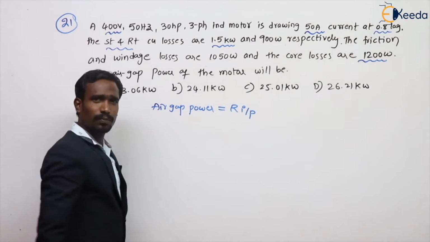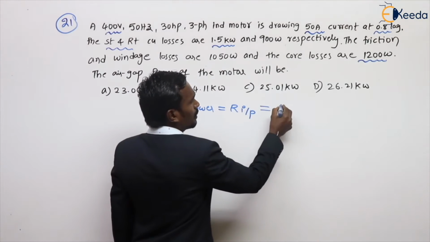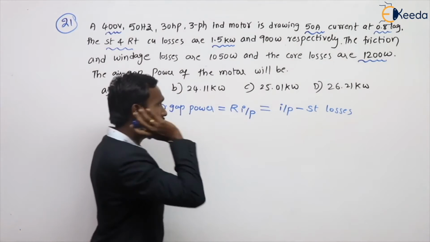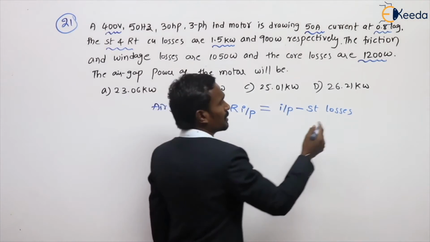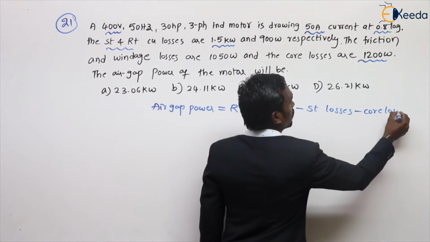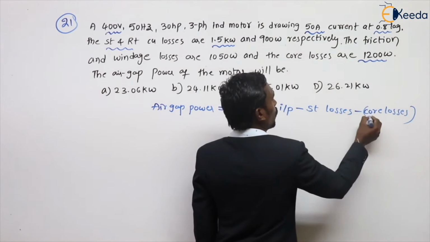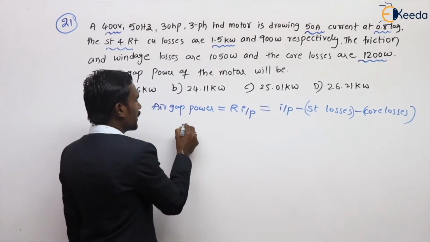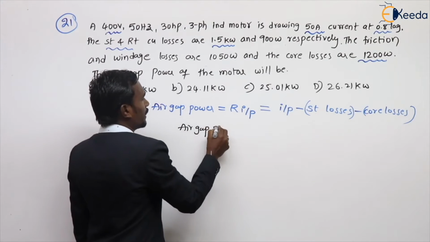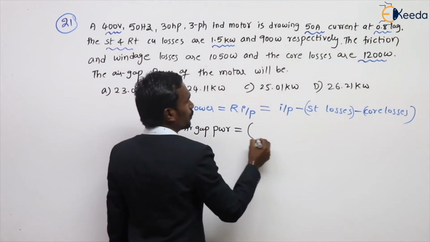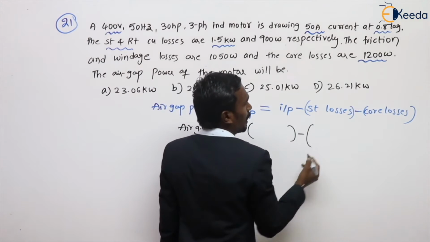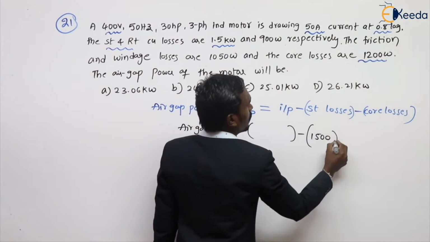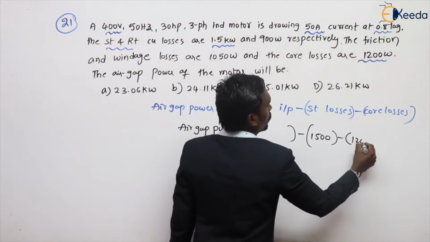rotor input, nothing but the total input minus stator losses, minus core losses. This is the answer. So, air gap power is equal to the input, which we don't know, minus stator copper losses 1500 watts, minus core losses 1200 watts.